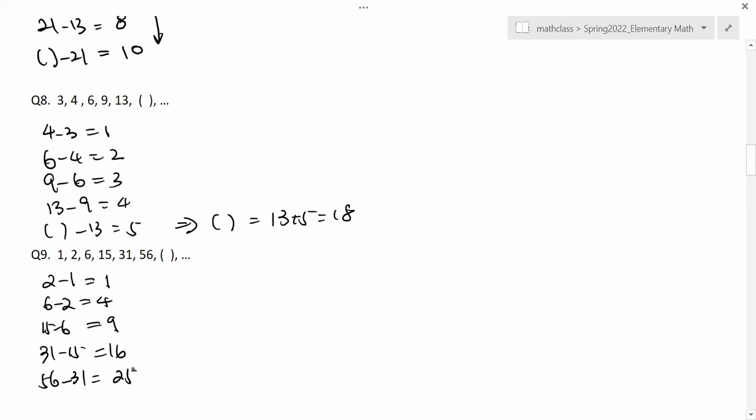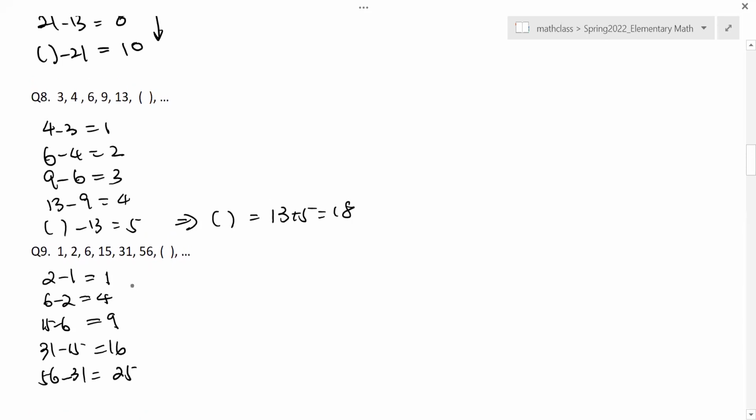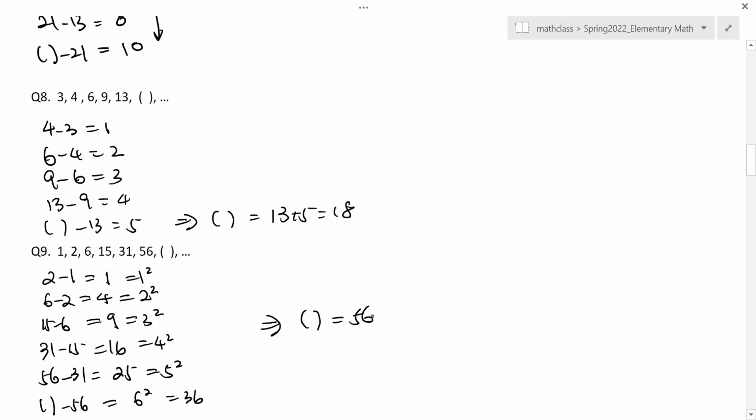Then I realize that this is just a sequence of perfect squares. 1 is 1 squared, 4 is 2 squared, 9 is 3 squared, 16 is 4 squared, 25 is 5 squared. So I'm pretty sure this unknown number minus 56 should be 6 squared, which is 36. Therefore the unknown number is 56 plus 36, which is 92. 92 is the answer.